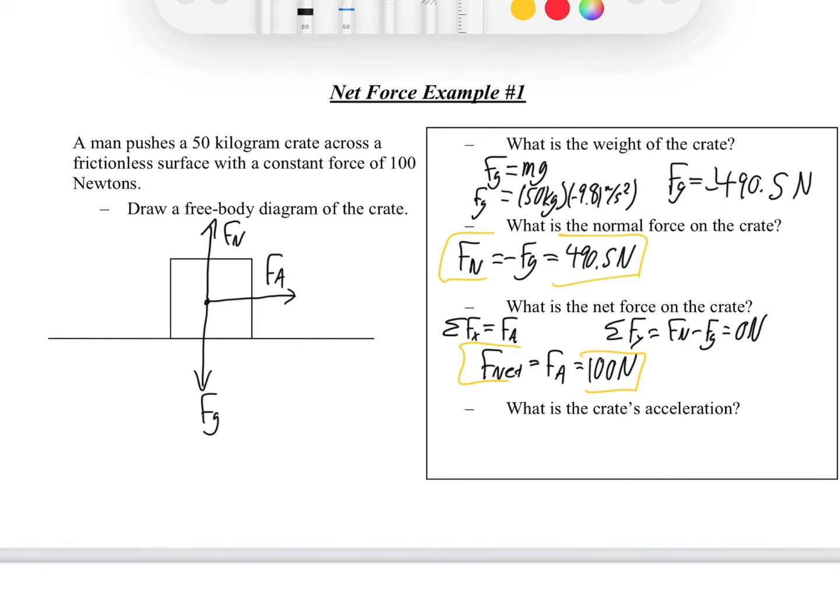And the mass of the block is 50 kilograms. So using our net force equation, acceleration equals net force over mass. We can plug in our net force, which we said is 100 newtons, over 50 kilograms to get that our acceleration is equal to 2 meters per second squared.